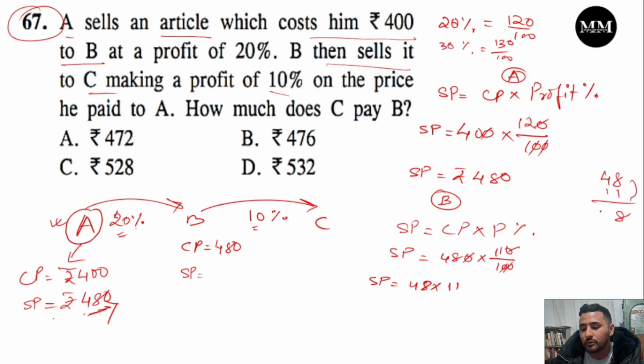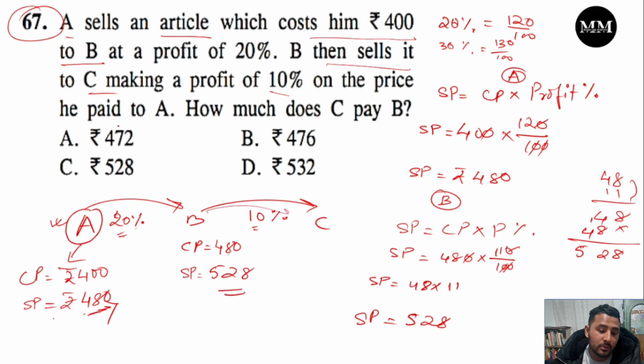1 into 8 is 8, 1 4 is 4, 8 4 plus 8 is 12, carry 1, 5, 4 plus 1 is 5. So SP for B will be how much? 528. So B has sold it to C at rupees 528. So answer will be 528.